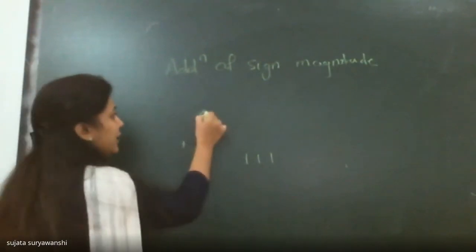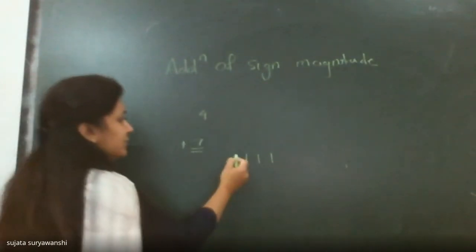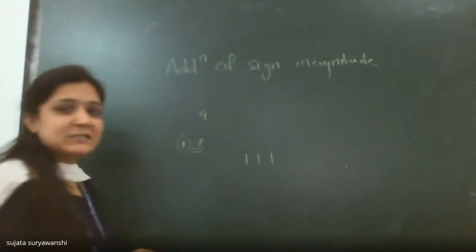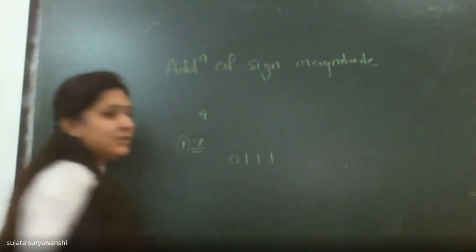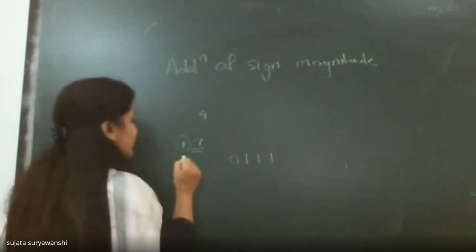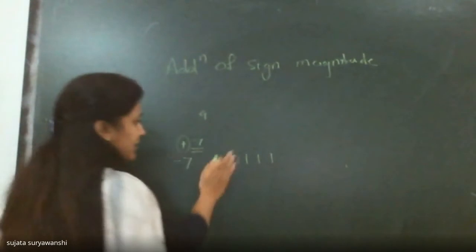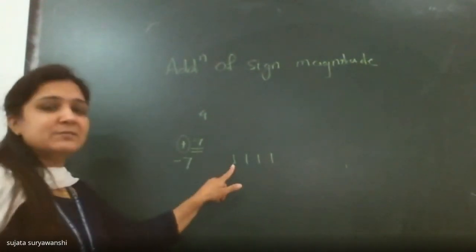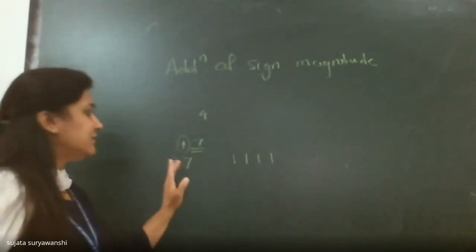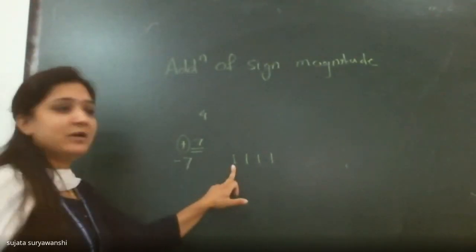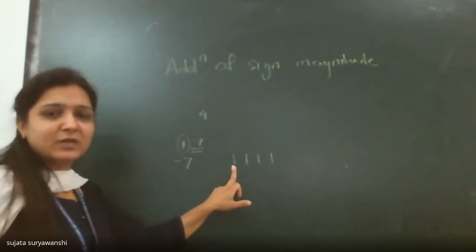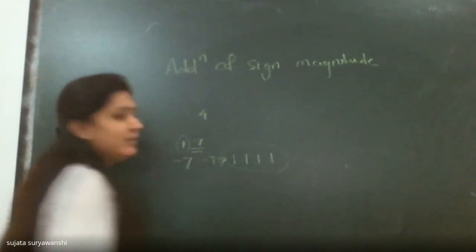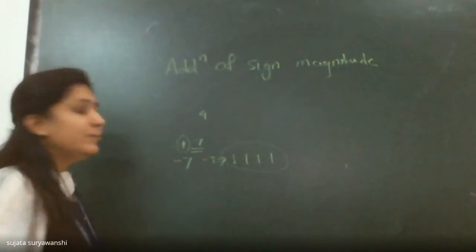But if you want to write it as a 4-bit number, then your MSB should represent the sign of your number. And if the sign is plus, what does it mean? Your MSB is 0. If you want to represent minus 7, then instead of this 0, 1 should be there, as this MSB represents the sign. If it is minus 7, then this 1 represents a negative number. So this is the minus 7 representation in a 4-bit binary number.